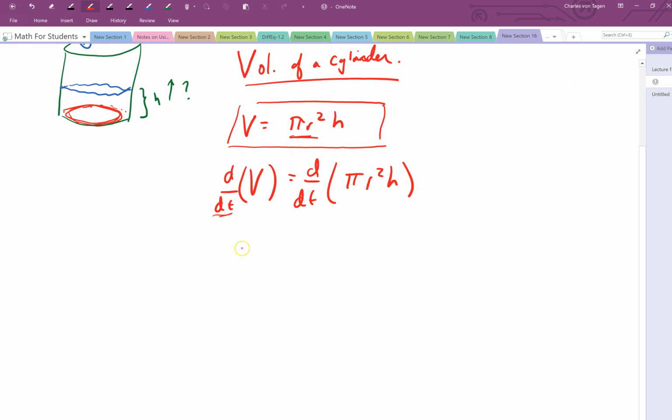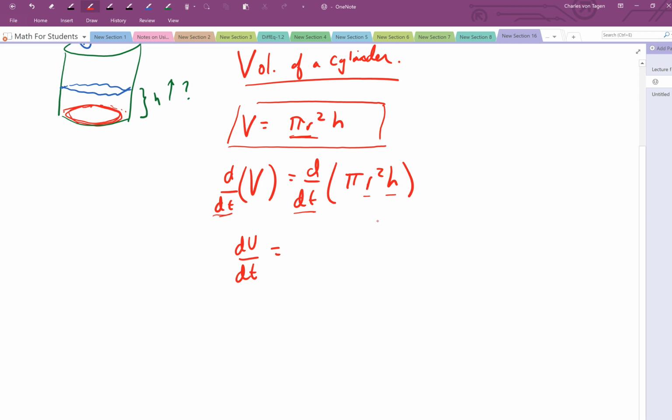Okay, so this gives us dV/dt, or you could write V prime, nothing wrong with that, is equal to, okay. Now this next question is kind of an interesting one. I'm going to take maybe the longer route because I want to talk about it. I have 2 unknown variables here, right? Radius and height. Okay, so when I go to take the derivative, I'm going to have to use the product rule.